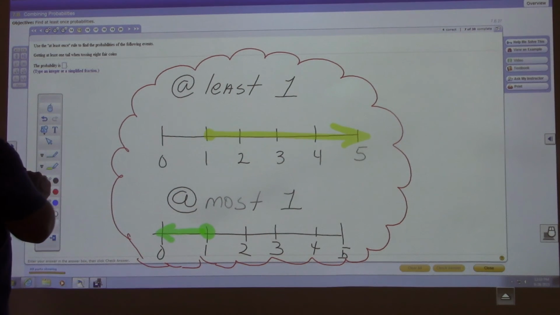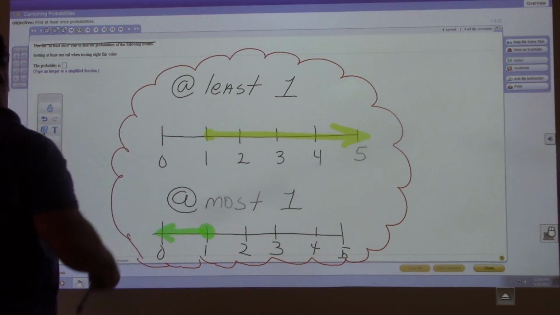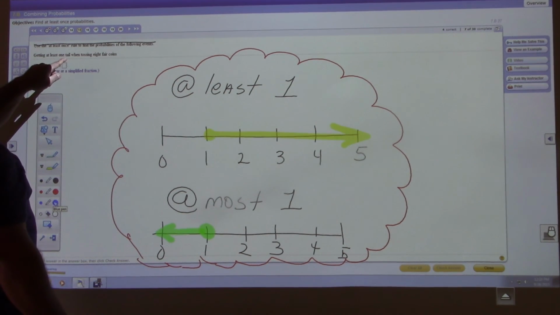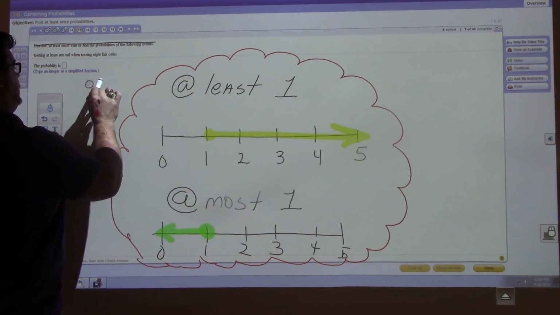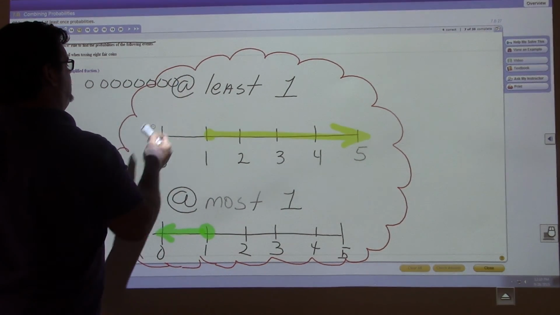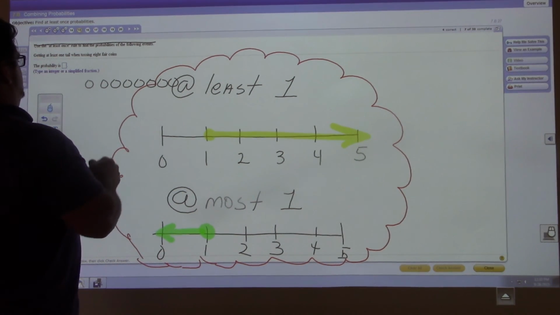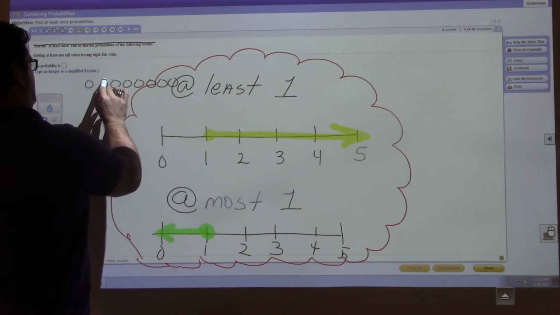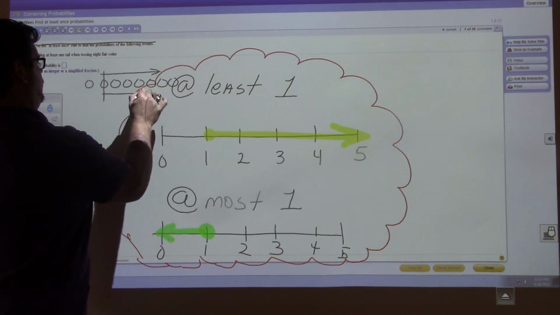So, use the at least one rule. I just showed you the at least one rule. Getting at least one tail when tossing 8 fair coins. So you've got 1, 2, 3, 4, 5, 6, 7, 8 coins. And this says getting at least one. So at least one means 1 or more.